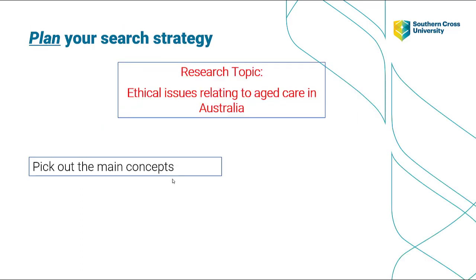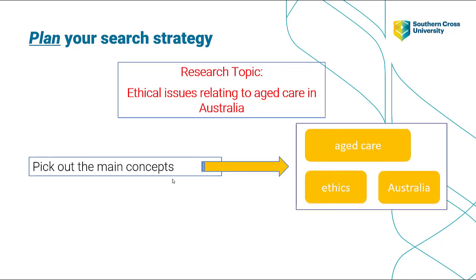When you plan your search strategy, the first thing to do is have a look at your research topic. I've just identified a simple research topic here, which is ethical issues relating to aged care in Australia. So step 1 is to pick out the main concepts in this topic. There are 3 main concepts: aged care, ethics, and Australia.